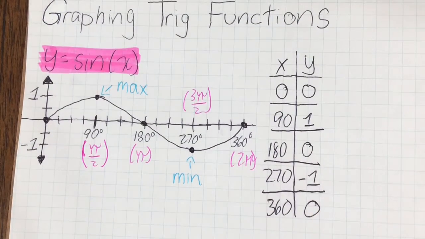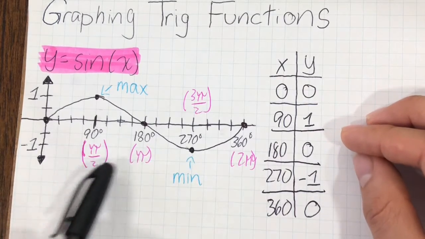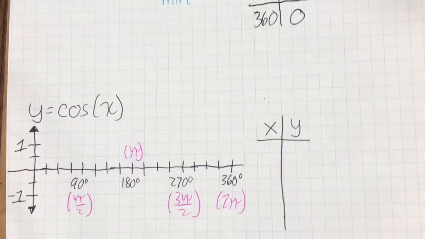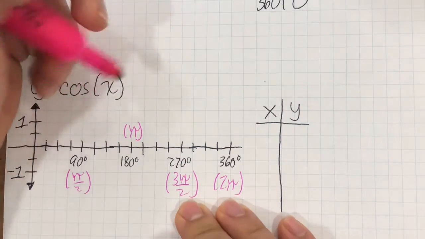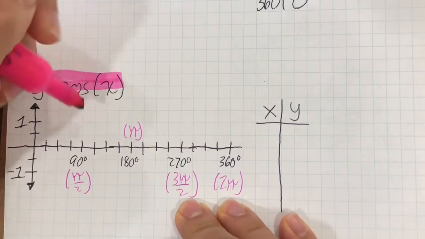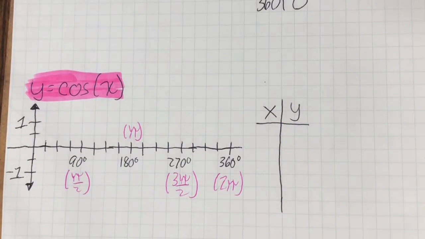And we're going to be sticking with these degrees and radians when graphing trig functions, specifically sine and cosine. All right. So now I'm going to go ahead and graph my cosine function. So we have y equals cosine of x. Let me go ahead and highlight this. We have y equals cosine of x, and we're going to be using the unit circle to help us graph this function.